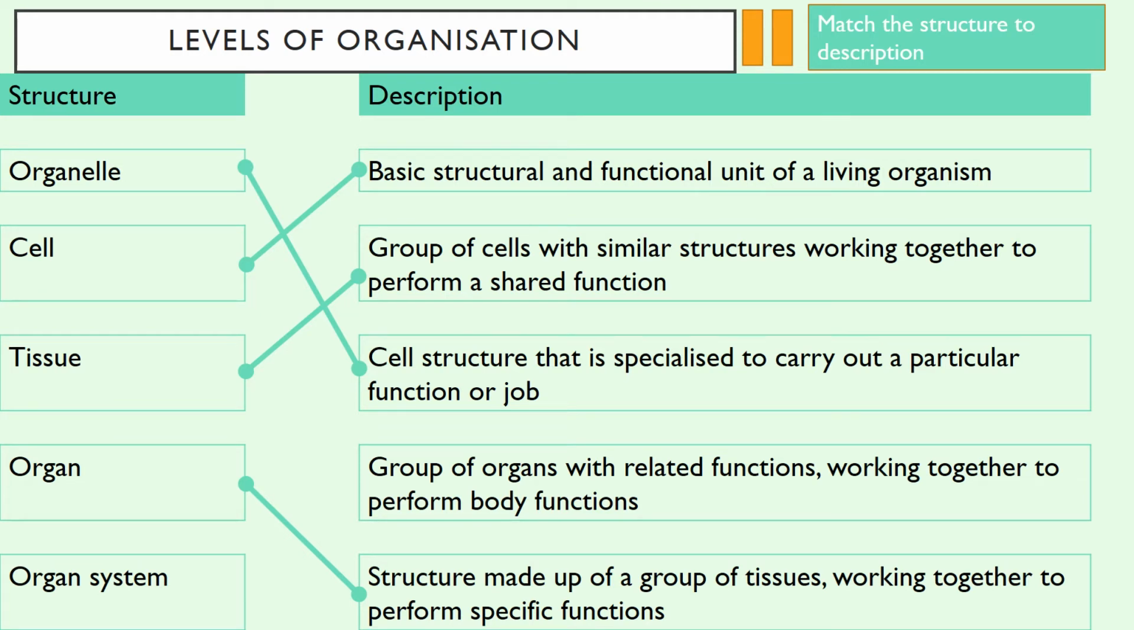And then finally an organ system, which is a group of organs with related functions working together to perform body functions. So for example, you could have the digestive system, which everything there works together to do the job of getting food in, breaking it down and getting rid of the waste.